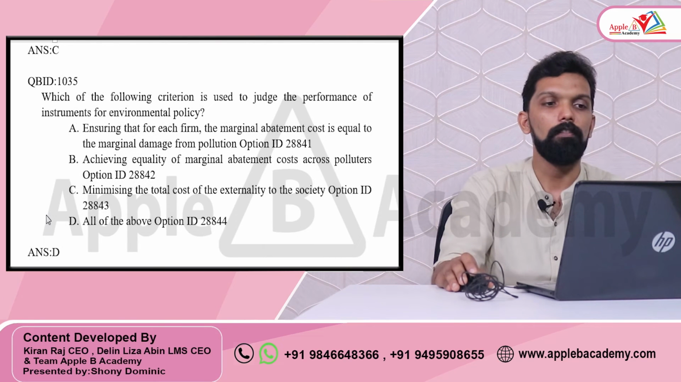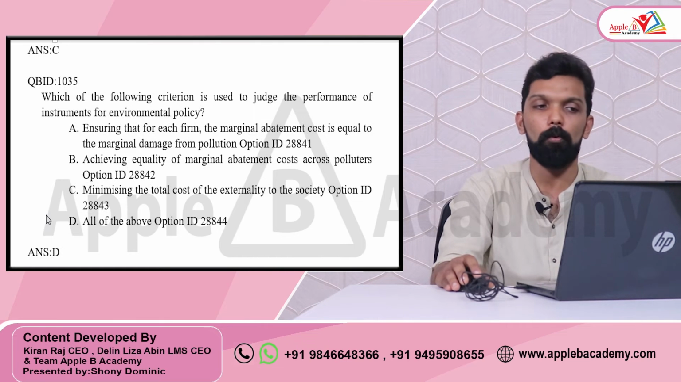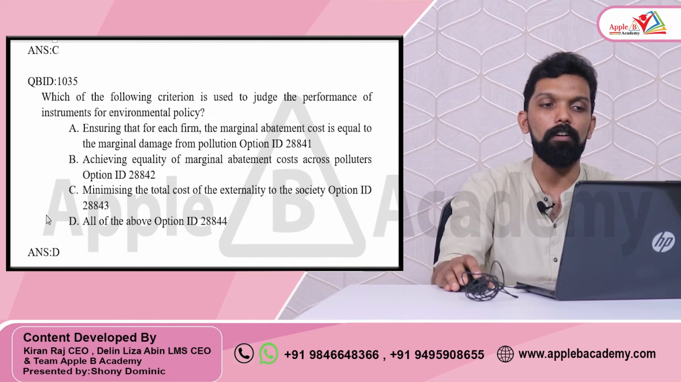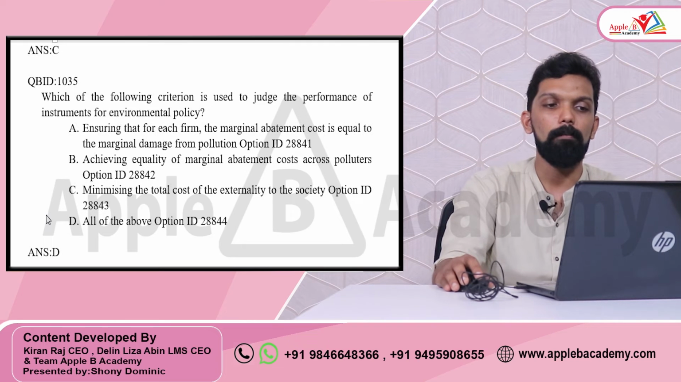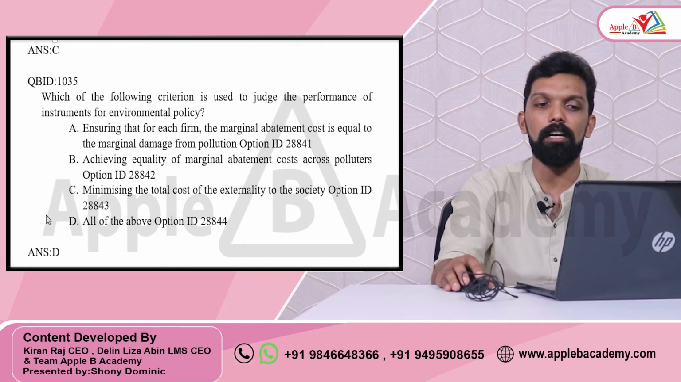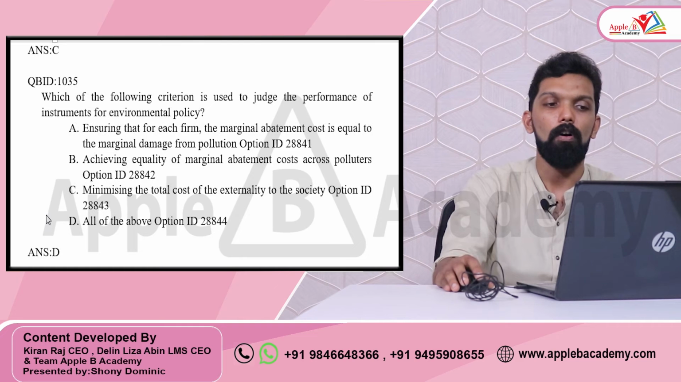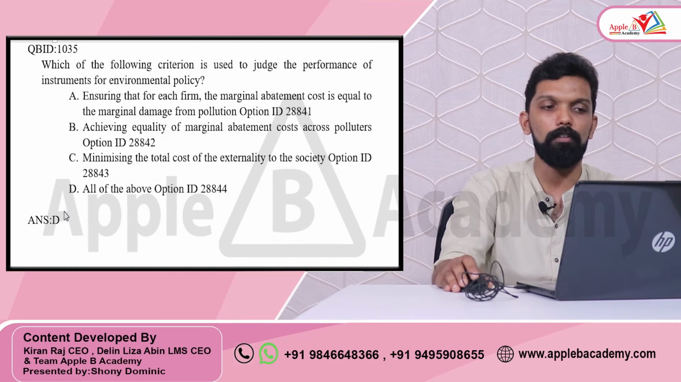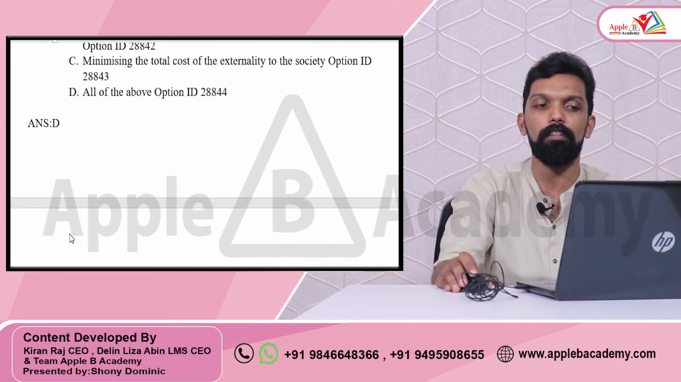Next question. Which of the following criteria is used to judge the performance of an instrument for environmental policy? Ensuring that for each firm the marginal abatement cost is equal to the marginal damage from pollution, achieving equality of marginal abatement cost across polluters, minimizing the total cost of externality to the society, all of the above. The right option for this question is option D, which is all of the above.